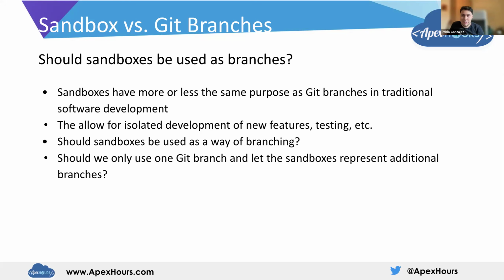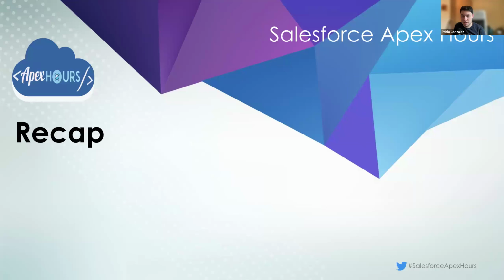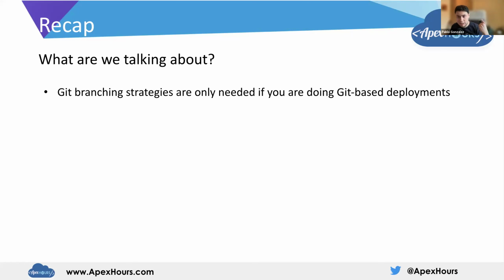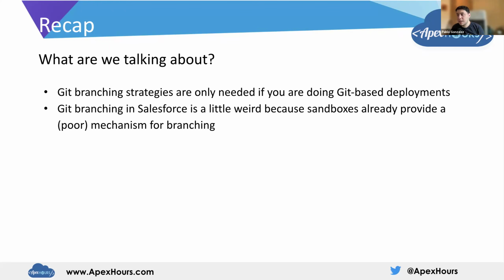It may seem weird that I'm asking these questions even though I don't have an answer, but they are important, because to explain Git branches, we need to understand two things, which is why I went on this tangent. One, Git branching strategies are only needed if we do Git-based deployments. They are an answer to all the questions that arise from deploying in this way. And two, Git branching in Salesforce is weird. It's awkward. It's not straightforward.